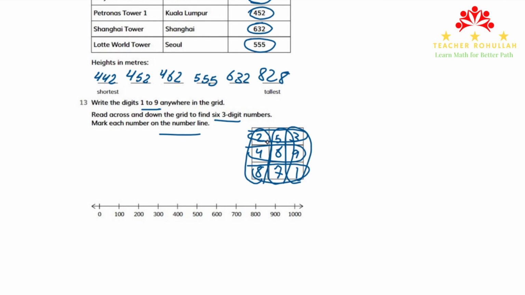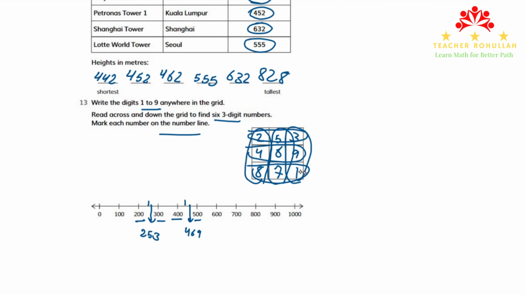To mark the first number on the number line, we have to find out 253 lies between which two hundreds. It's between 200 and 300. We know that 250 is halfway between these two numbers, and 253 is somewhere around here. 253. The second number is 469. 469 is between 400 and 500. We know that the number halfway between them is 450, and 469 can be somewhere around here. 469.